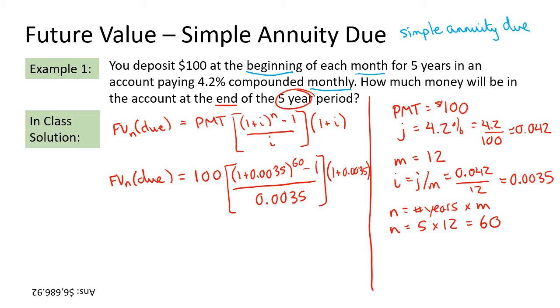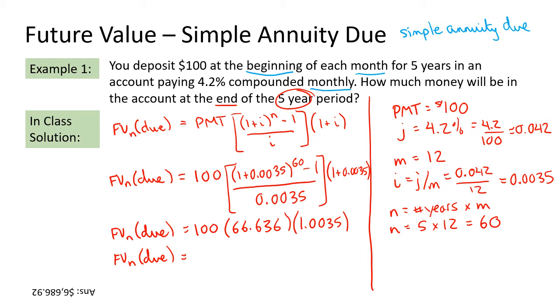So if you calculate each of these out, again, I'll do this in steps. Your future value is equal to 100, and in this bracket, it is 66.636 if you calculate it out. And your last term would be 1.0035. So if you calculate all of these out, you get your future value is equal to $6,686.92.